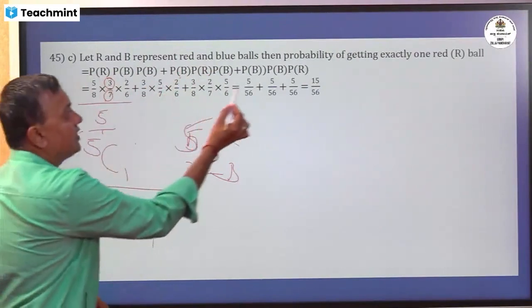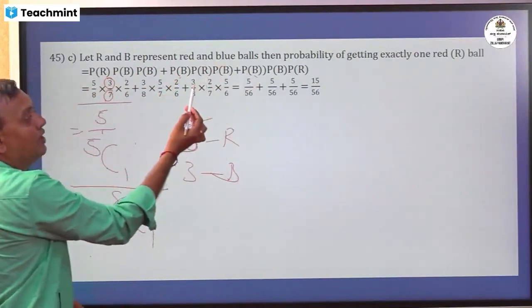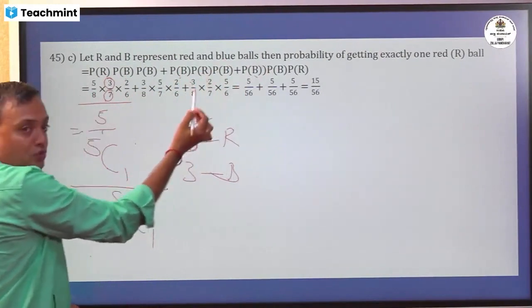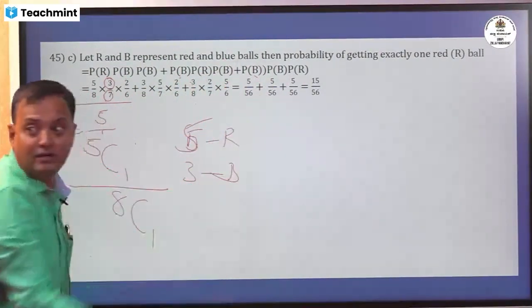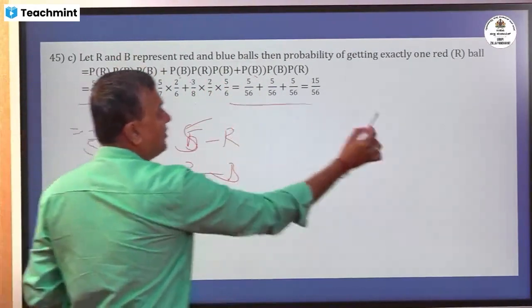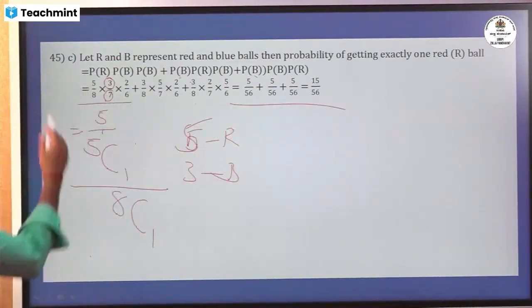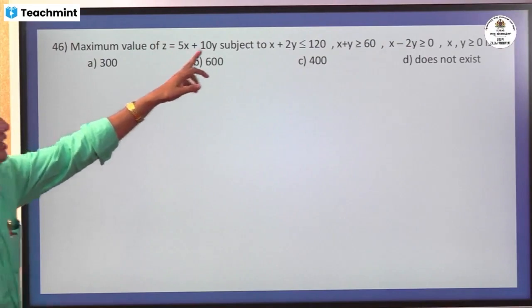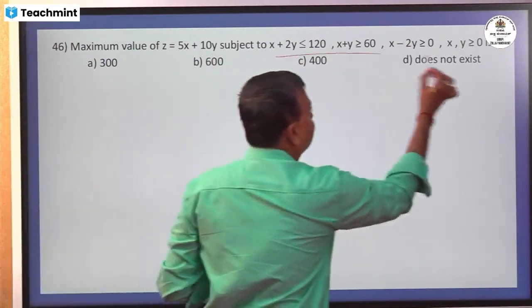Next, same: probability of blue, total blue balls 3, so 3 by 8. Probability of blue 2 by 7. Probability of red 5 by 6, correct? So on simplifying we get 15 by 56. Answer is C. Next, maximum value of z equal to 5x plus 10y subject to the constraints.